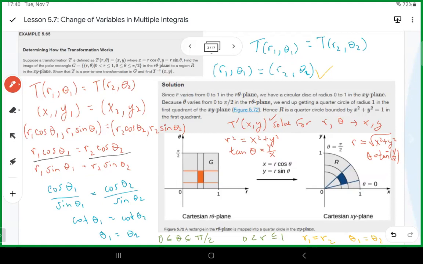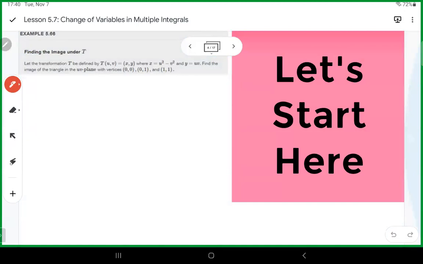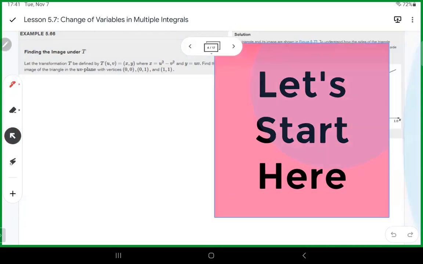A whole bunch of stuff for you to work through on that problem. All right, so let the transformation T be defined by T(u, v) = (x, y), where x equals u squared minus v squared and y equals uv. Find the image of the triangle in the uv plane with the following vertices.